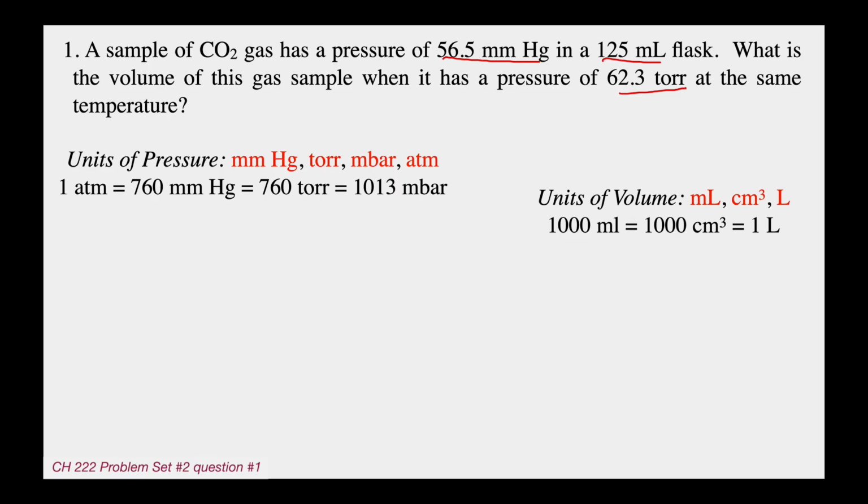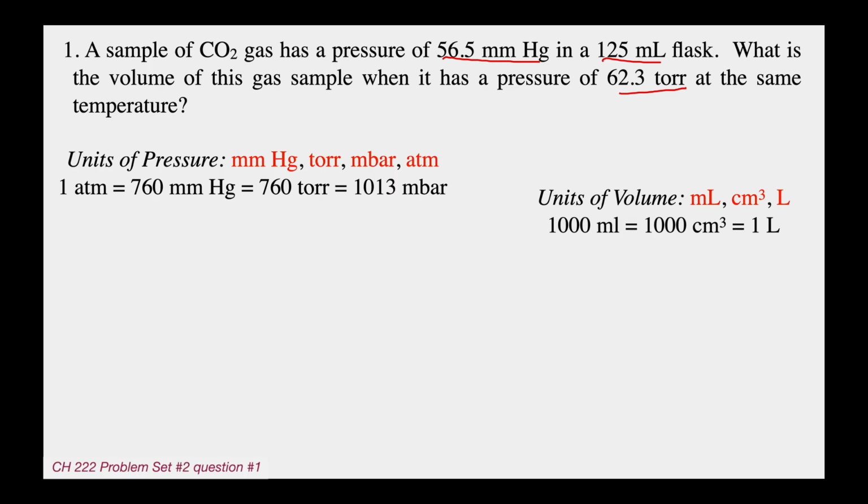What that means, if you remember from Chem 221, is that a milliliter is the same as a centimeter cubed. Milliliters are usually used for liquids, or in this case gases. Centimeters cubed are usually used for solids, but a milliliter and a centimeter cubed are the same. So up there where it says 125 milliliter flask, you could call that a 125 centimeter cubed flask. It would be the same thing.